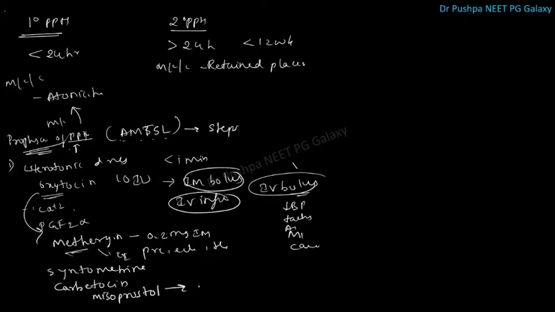Misoprostol is the oral drug; the others are injectable. If there are no IM and IV drugs available, we can give this oral drug, misoprostol, 600 microgram orally.